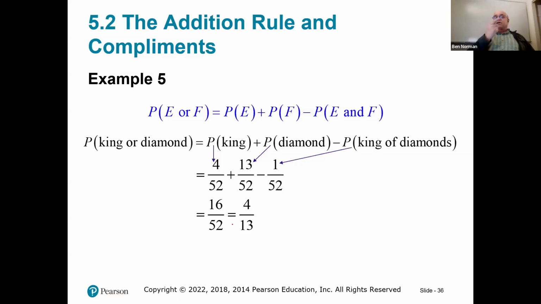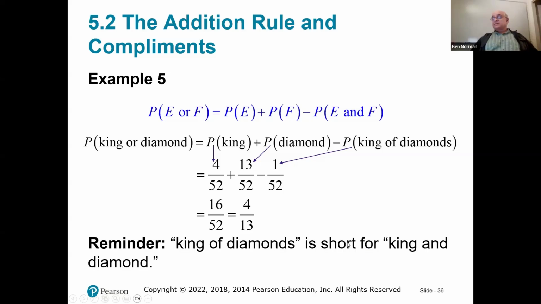Because by taking the card out, if you don't put it back, you've now changed the probabilities. Because now, instead of 52 cards in the deck, there's 51. That's why you have to put the card back in to maintain that 52. Reminder, king of diamonds is just short for king and diamond.